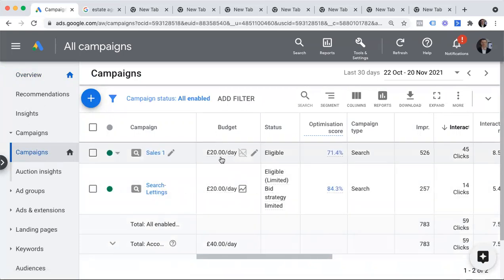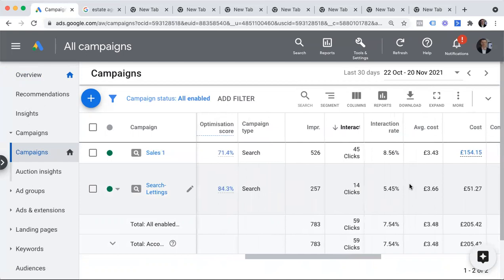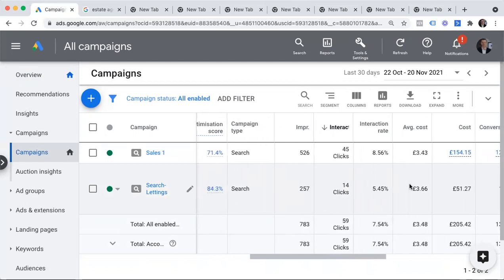£20 a day each budget, so 40 quid in the can. As you can see, we're not spending nowhere near £40 a day. We're literally spending £10 a day on average. Again, we've got a few days here that we don't get any impressions at all, and no clicks, because that means someone's typed in them phrases, estate agent near me, and they're not looking to sell their house.